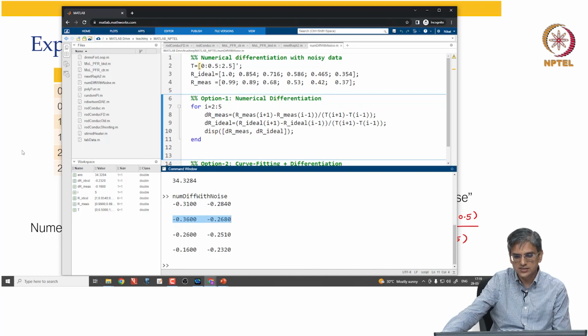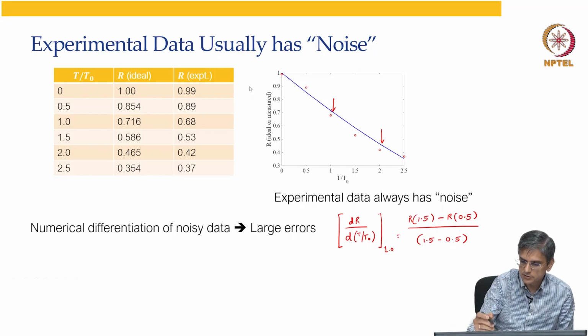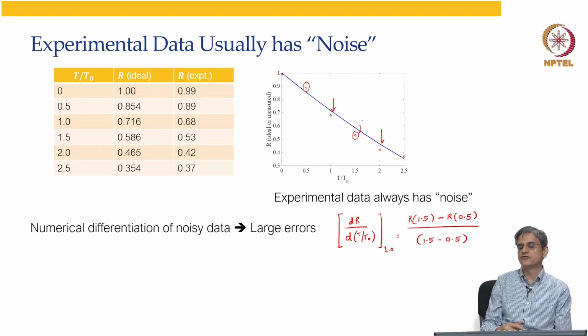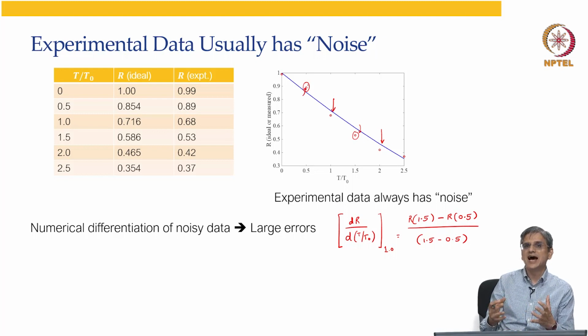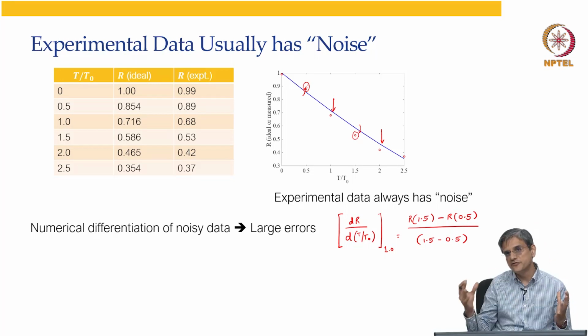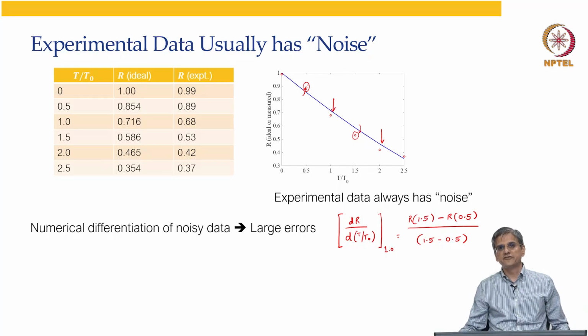Okay, now why does this happen? If you look at this data point and this data point, this data point happens to have the error in the negative direction, this one happens to have error in the positive direction. As a result, when you take the difference between the two, it goes away from the actual derivative by a significant amount.